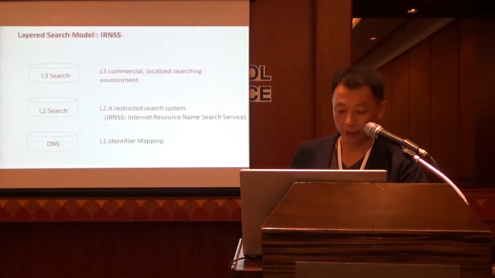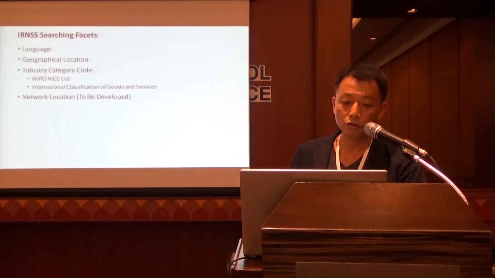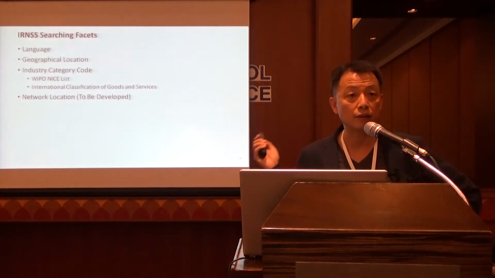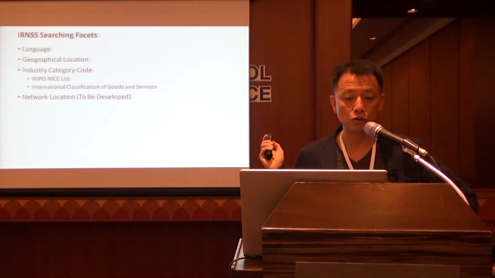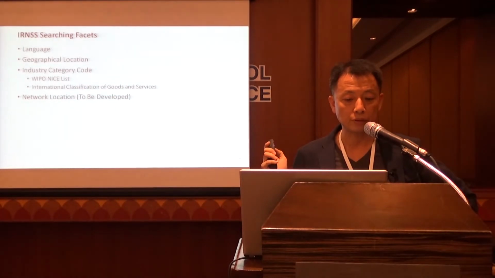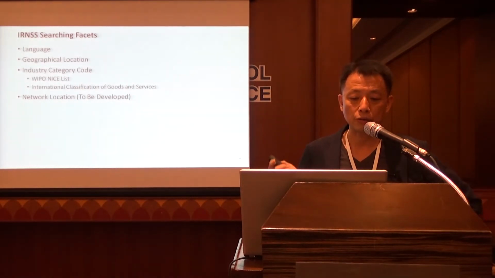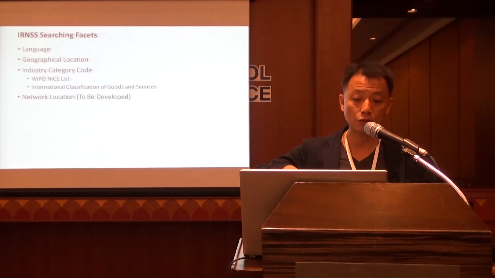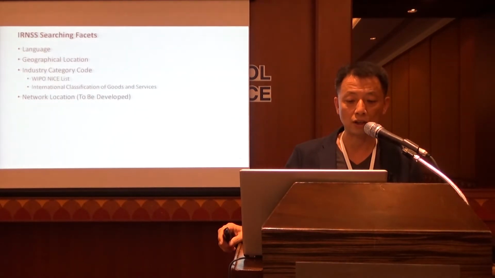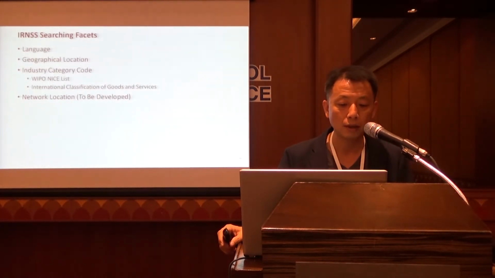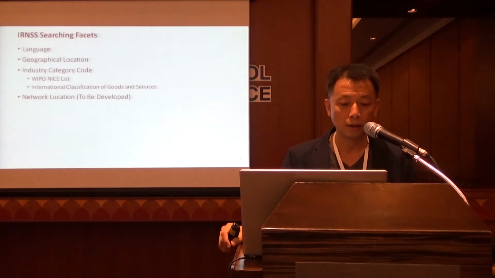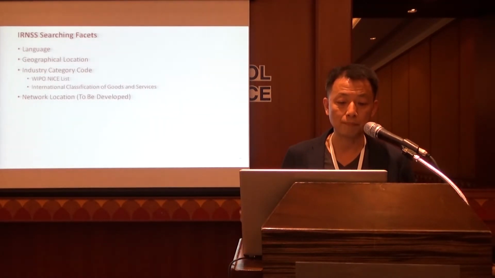So what's the difference between layer 2 and layer 3? Layer 2, according to John Klensin, provides 3 attributes. The first attribute is language. The second attribute is geographical location, based on where you're looking. And the third attribute is industrial category code, such as the industry standard codes from the WIPO NIST list, or the codes from the International Classification of Goods and Services. That's a potential source of industry category codes. And network location can also be developed.